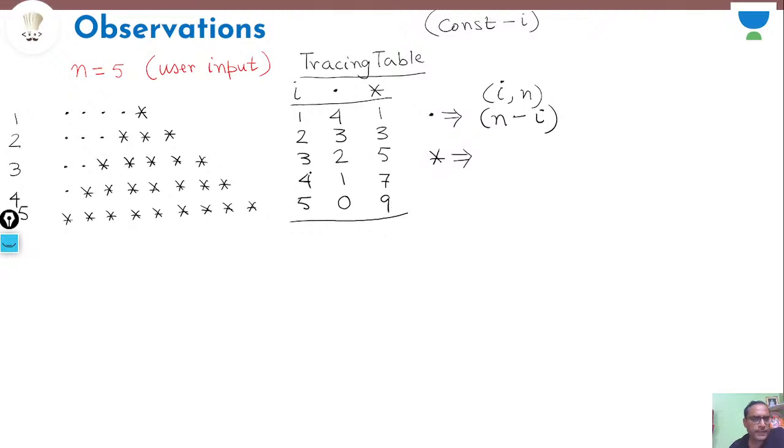So here I find that I is increasing by 1 and star is increasing by 2. How to tackle the same? When I is increasing by 1 and star is increasing by 2, that means I should multiply this I by 2. If I multiply this I by 2, then 2, 4, 6, 8, 10. So here the value will be increasing by 2.